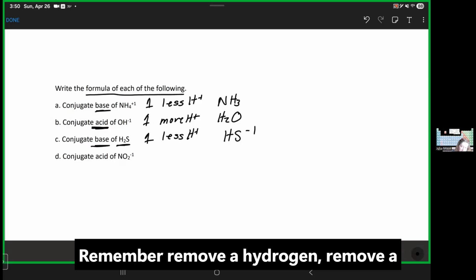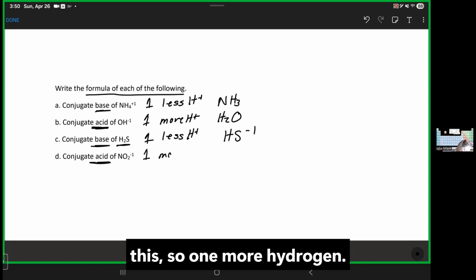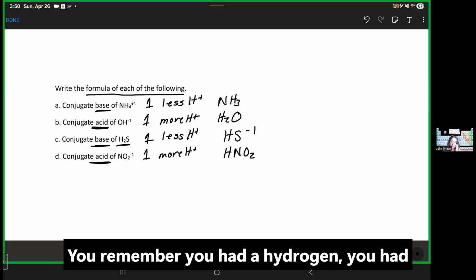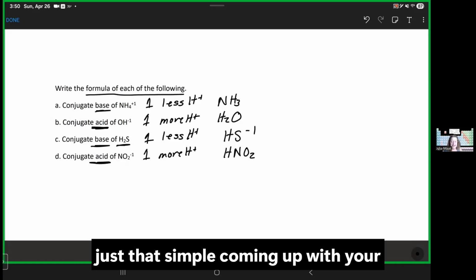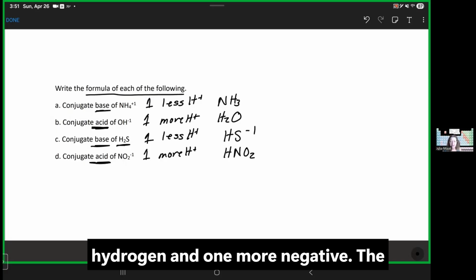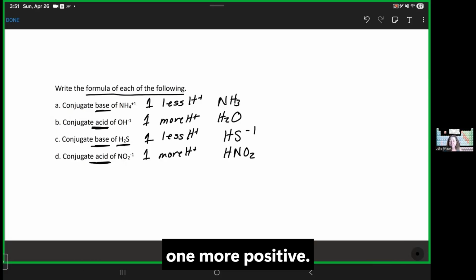Remember, remove a hydrogen, remove a positive charge. My conjugate acid of this, so one more hydrogen. Remember, you add a hydrogen, you add a positive charge. So it's just that simple coming up with your conjugates. Conjugate base is one less hydrogen and one more negative. The conjugate acid is one more hydrogen and one more positive.